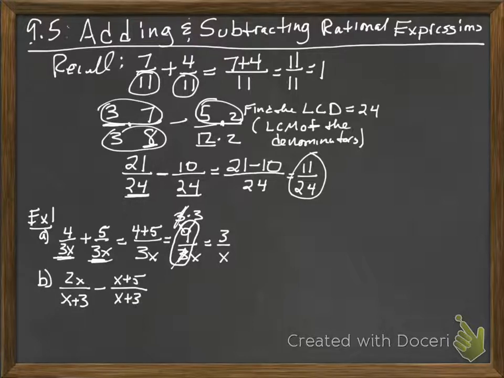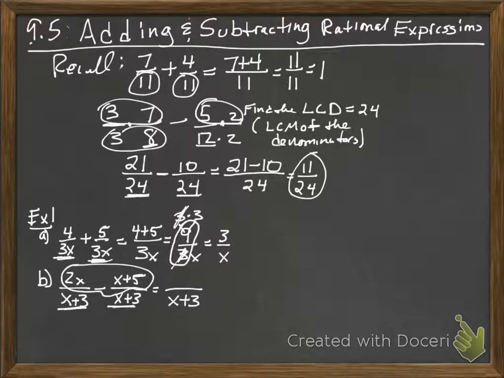So here, and let's make that a little better looking. Okay, so here, once again, I do have common denominators. We have an x plus 3 and an x plus 3. So that means my denominator is going to be x plus 3. And what I have to do now is just combine these numerators.